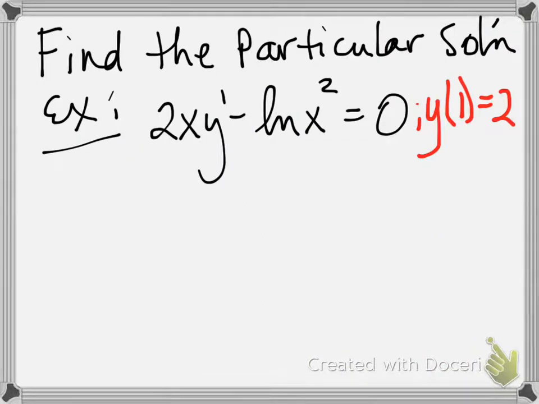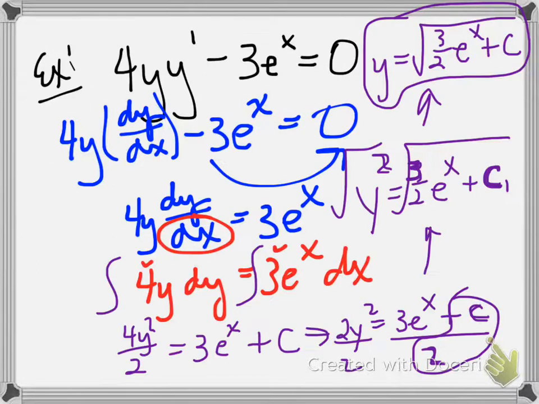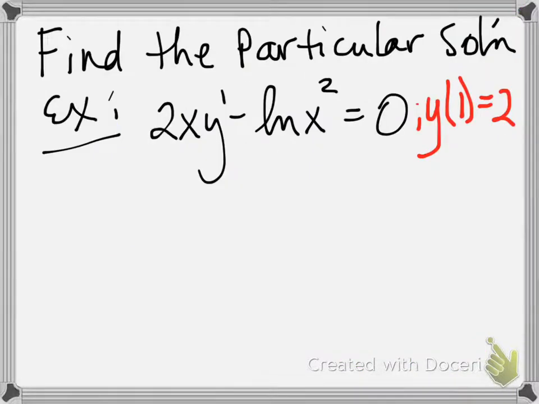Okay, the solutions that we have been finding so far have had c's in them. Go back and point that out. There's a c here. And if there's c in there, then it's called a general solution. It's general because c, we don't know what it is.